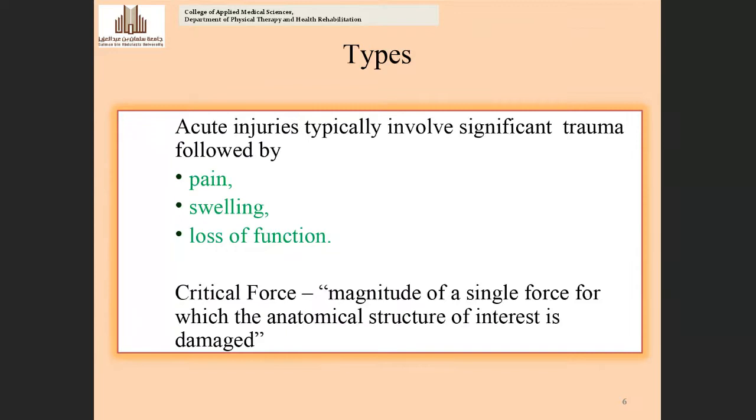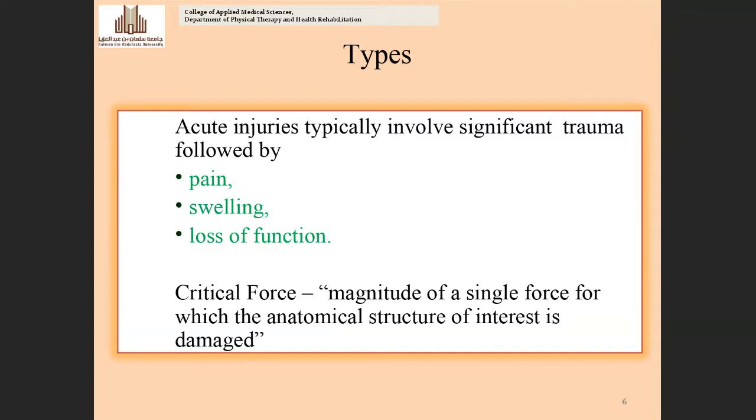Or sometimes you can say falling from a height or at speed, right? So sometimes in cases of high jump, or in some types of gymnastics, right? The persons who are doing gymnastics, they are jumping from a height.